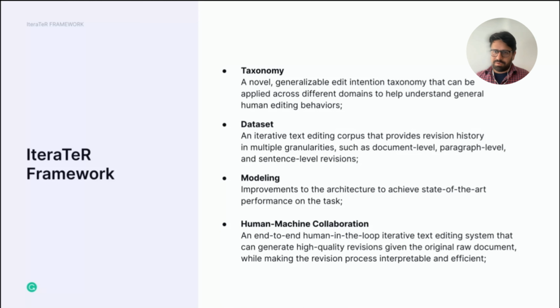Using this taxonomy, we collected complex text editing annotations with crowdsourcing across these different dimensions. And using this data set that we collected using the taxonomy that we proposed, we computationally modeled the process of iterative text revision using state-of-the-art text editing and text generation techniques, and provide insights into the modeling challenges of the task. And finally, we built a human-in-the-loop text editing system to make the revision process more interpretable and efficient.